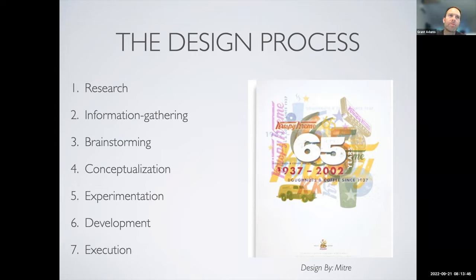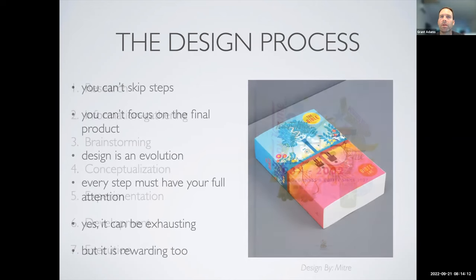And I'm going to spend time talking about each one of these steps, but essentially there's 7 steps. We have a research phase. We have an information gathering phase. We have kind of a brainstorming phase that leads into a conceptualization phase. We get into some experimentation. Then we get into design development, which is where we're fleshing out the ideas and creating that final product. And then we get to the final execution phase, where we're actually showing that final product.